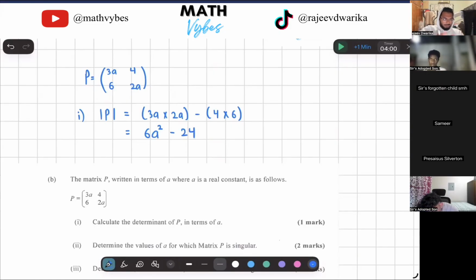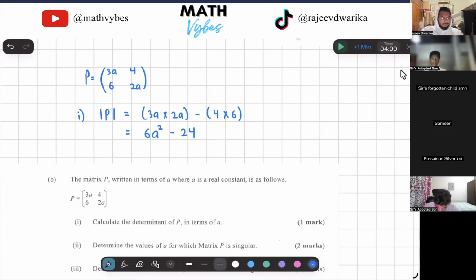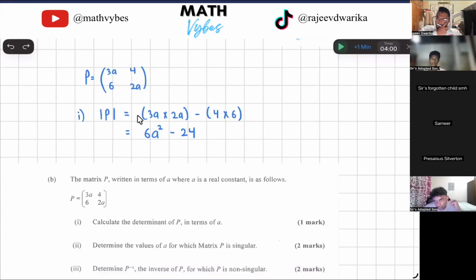Is there anybody in class that feels like they can't figure out that question? Let me know, give me some feedback. Actually, sir, is it necessary to carry down the A, or would that just be the answer? Calculate the determinant of P in terms of A. It is in terms of A, where A is the variable.